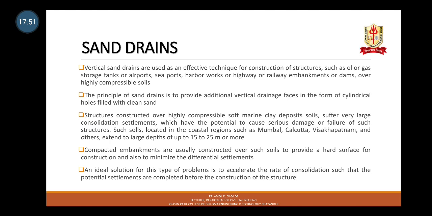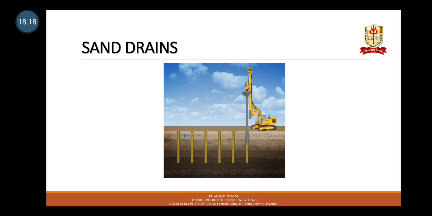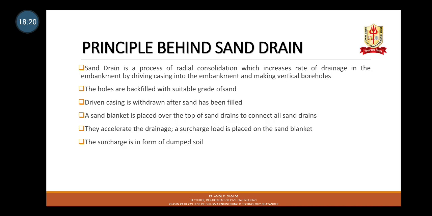Compacted embankments are usually constructed over such soil to provide a hard surface for construction and also to minimize differential settlement. An ideal solution for this type of problem is to accelerate the rate of consolidation such that the potential settlements are completed before the construction of the structure. Sand drain is based on the principle of rapidly and centrally dewatering the system. This is how sand drain works.